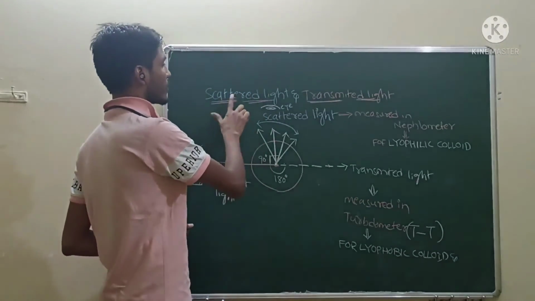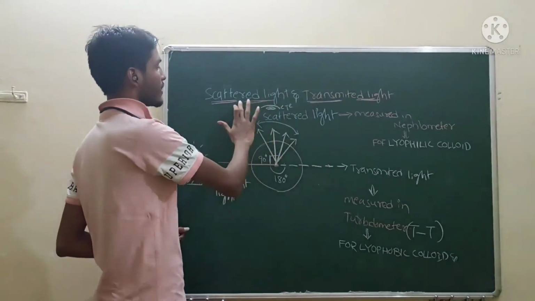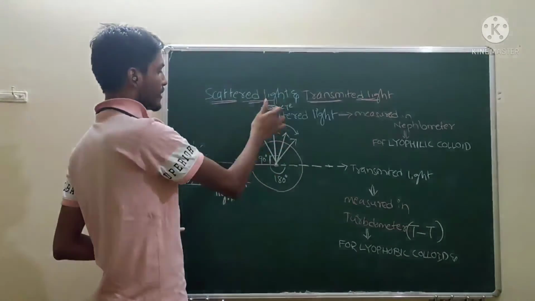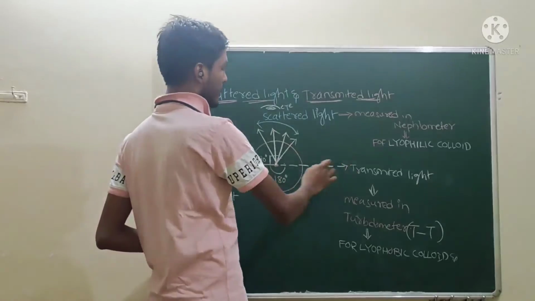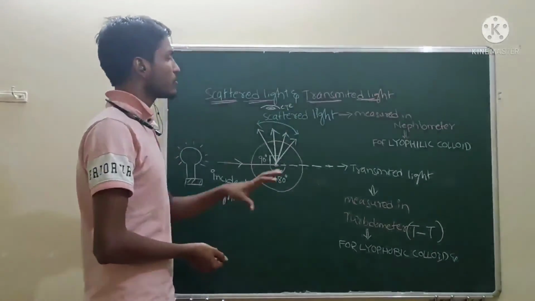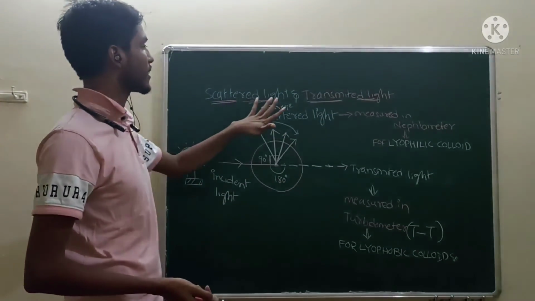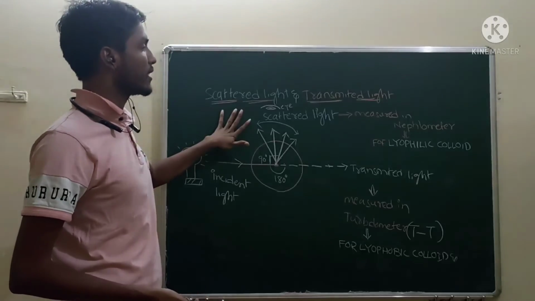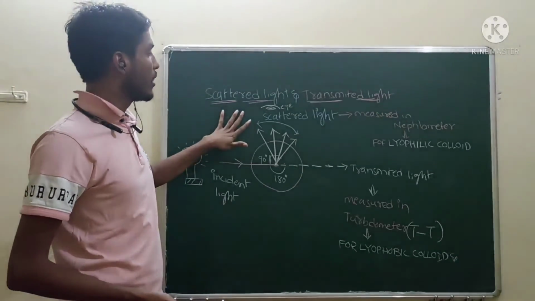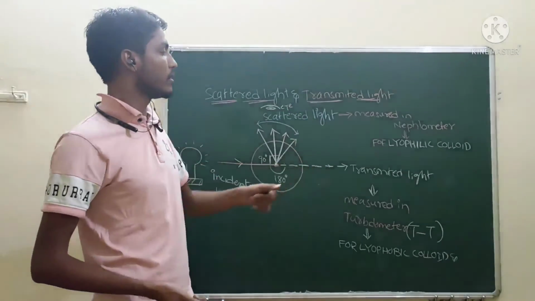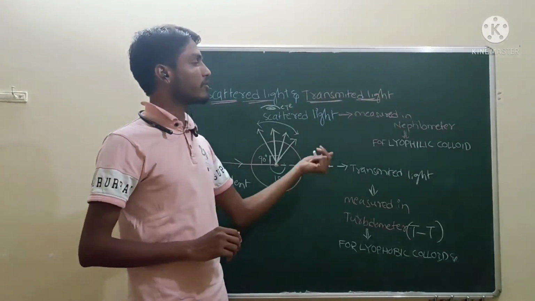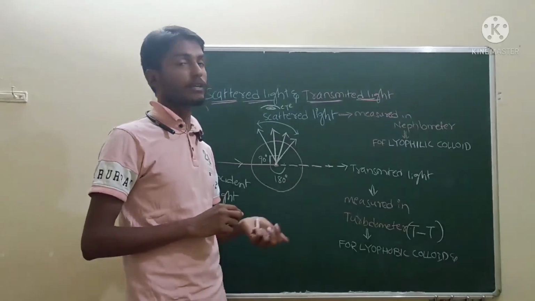This is about the difference between scattered light and transmitted light. Scattered light is always observed at 90 degrees, and the transmitted light at 180 degrees. So this is the difference between scattered light and transmitted light, which instruments we can use, how we can quantify, for what purpose, and for which kinds of colloids.